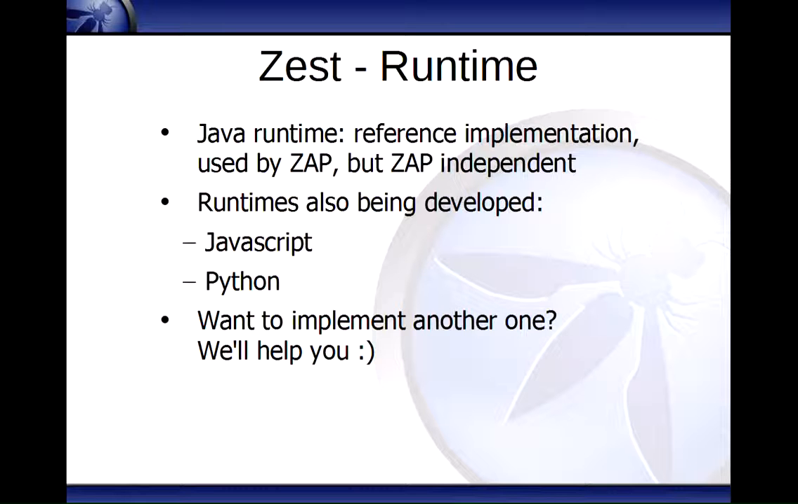So you need a Zest runtime, because it's defined in JSON. We've got a Java runtime, so that's the reference implementation that ZAP uses, but it's completely independent of ZAP. Anyone can reuse that. We're actually looking to develop JavaScript and Python runtimes as well. So if you want to help out with that, please get in touch.